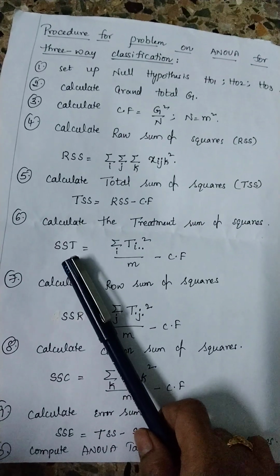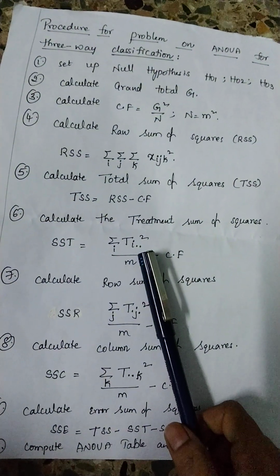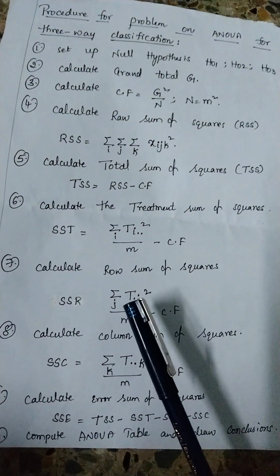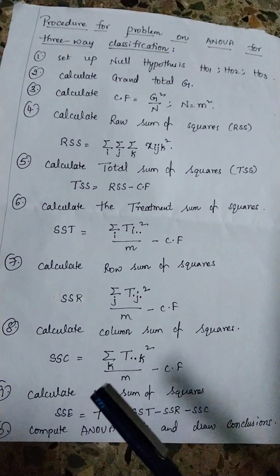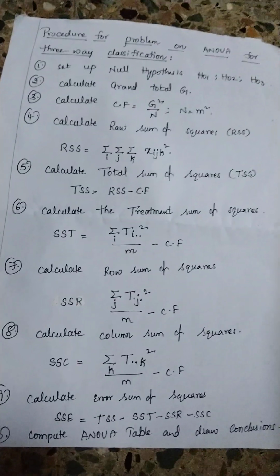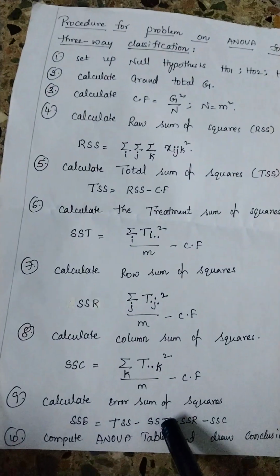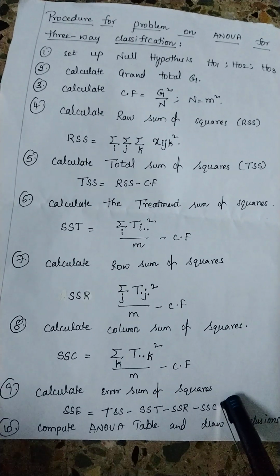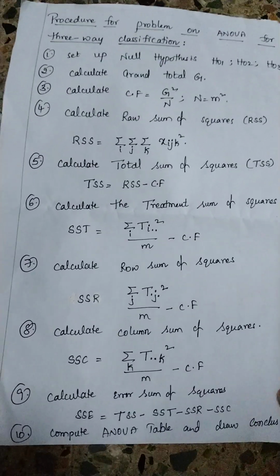Sum of squares due to treatments is equal to, you are going to have Ti dot dot. Why? Because dot dot means j and k are going on changing here. Similarly, sum of squares due to rows, sum of squares due to columns, and we are going to have the error sum of squares. What is meant by error sum of squares? Sum of squares due to error is equal to total sum of squares minus sum of squares due to treatments minus sum of squares due to rows minus sum of squares due to columns. After this, we are going to find the ANOVA table and draw the conclusions.